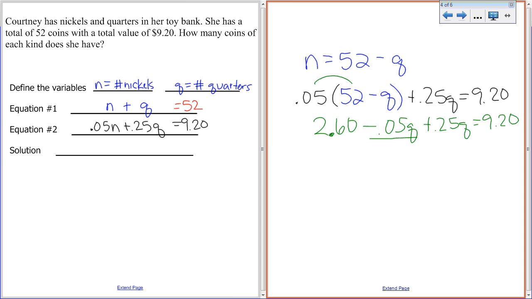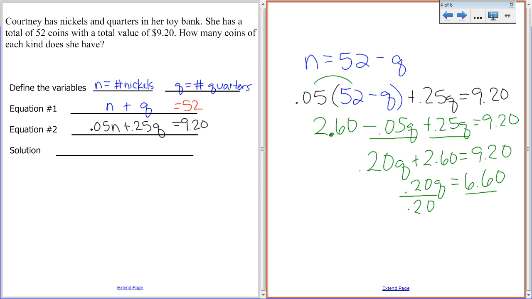Negative 0.05 and positive 0.25 is a positive 20 cents, so 0.20q plus 260 is equal to 920. I'm going to subtract 260, so I have 0.20q is equal to 660. And then we divide by this 0.20. So as you can see, guys, I did it with elimination this morning when I was doing notes by myself. Doing it this way, I still get q is equal to 33. So no matter which method you use, we're going to get the 33 quarters.